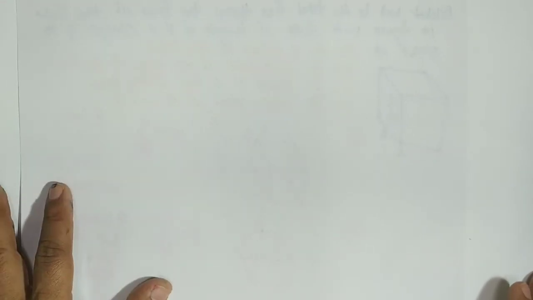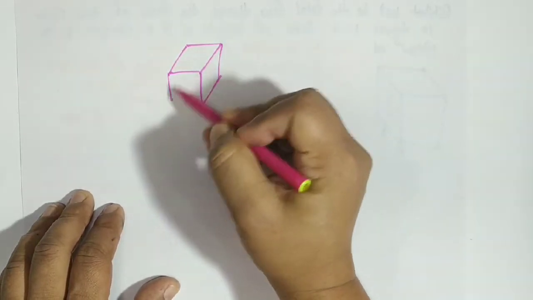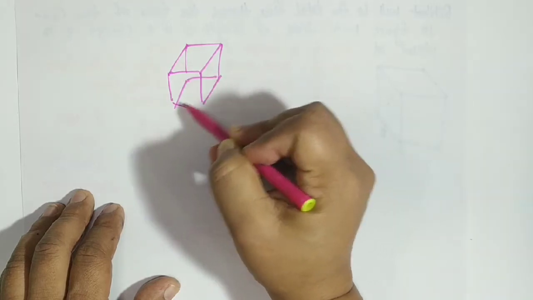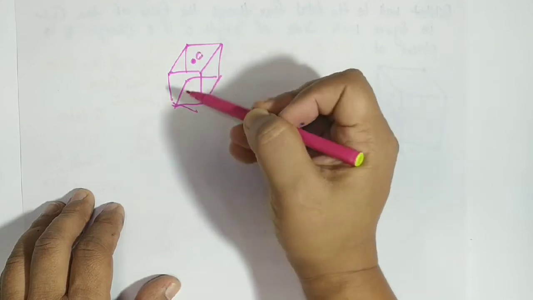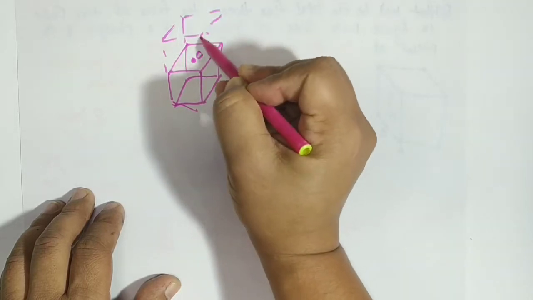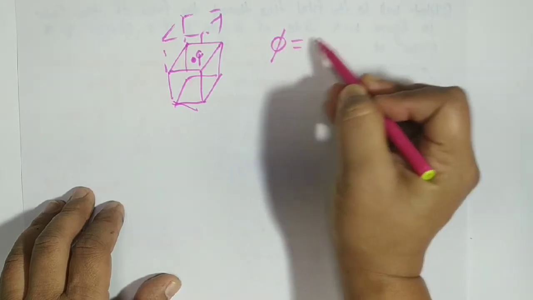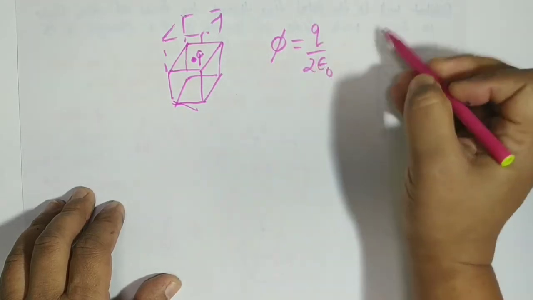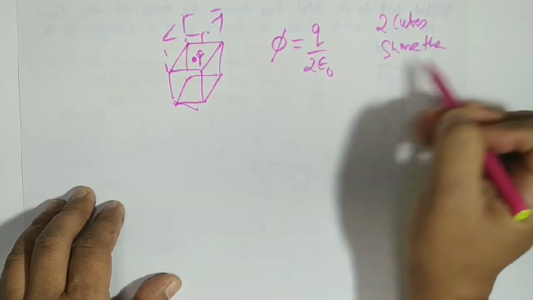Now the center of a face of the cube. Center of the face of the cube means that again you take a cube and this time you have kept it at the center here. Okay, this is the center. Now how many cubes do you need? You need another cube here. Only 1 cube extra. So what will be the flux? Flux will be q by 2 epsilon naught only, because 2 cubes share the electric flux. Simple.